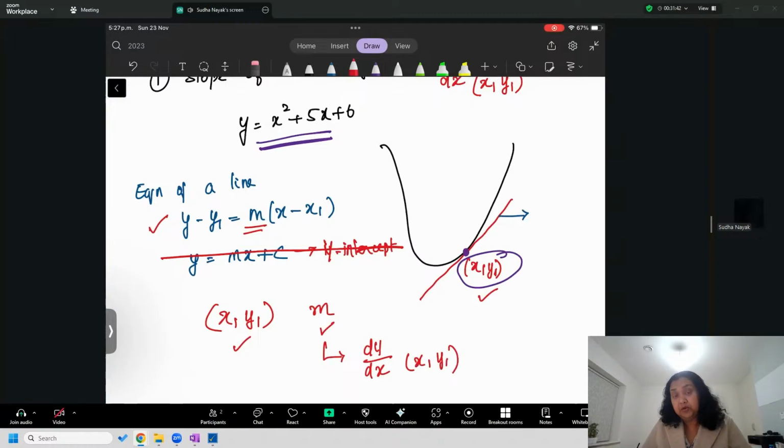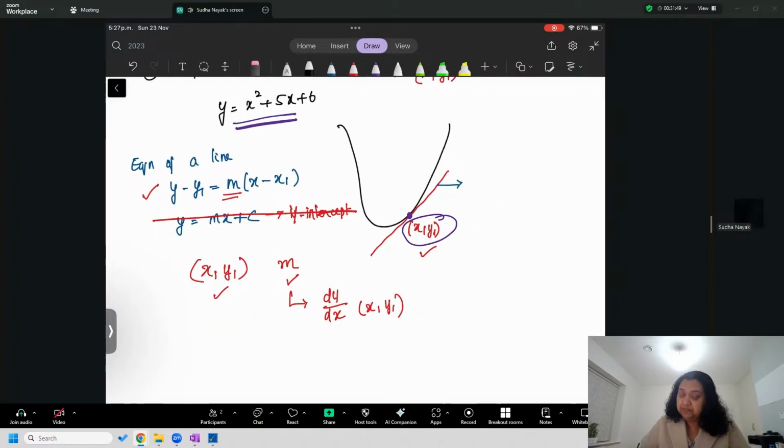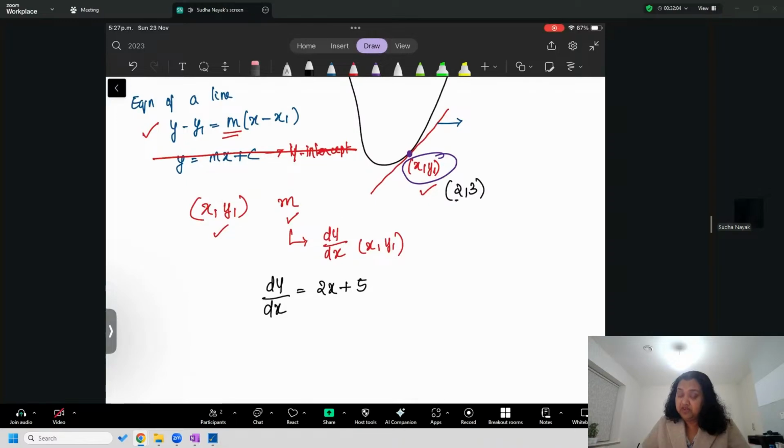Why do you say at the point x1, y1? Because you first find dy by dx. For example, if you take this question, y is equal to x square plus 5x plus 6, and the point is given as 2 and 3, dy by dx will be equal to 2x plus 5. This is also an equation, so it is not a slope. Slope is always a number. Now you have to sub in the value of x over here. So dy by dx at 2, 3 is 2 times 2 plus 5, so 4 plus 5, which is equal to 9. So you got the slope.